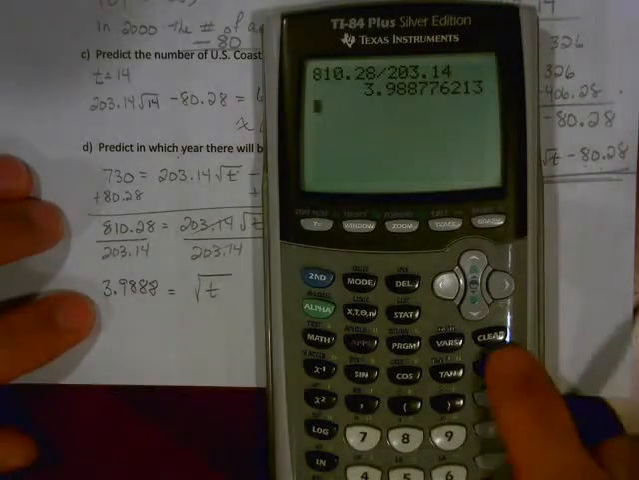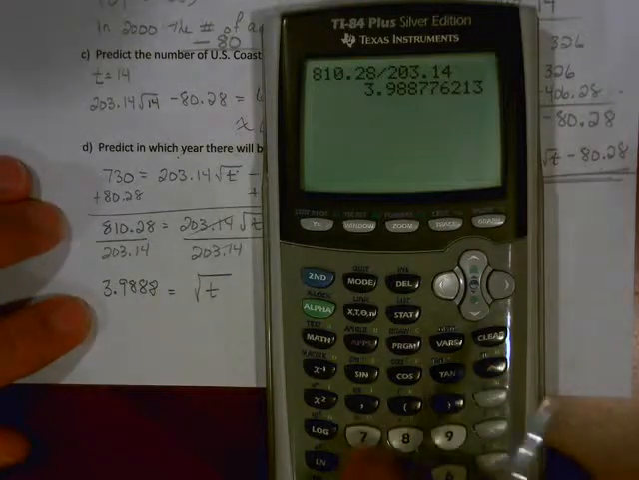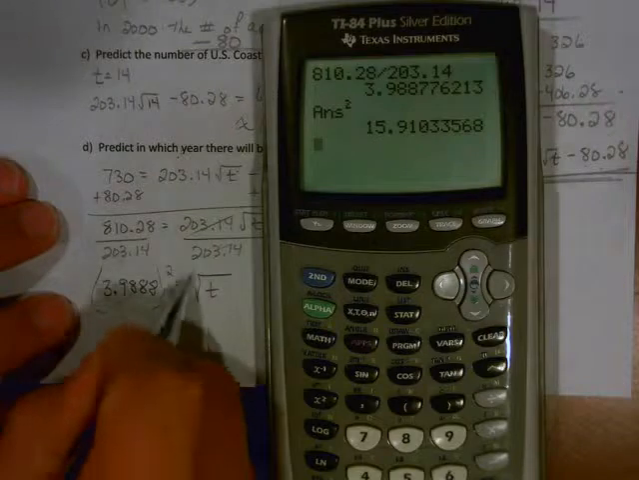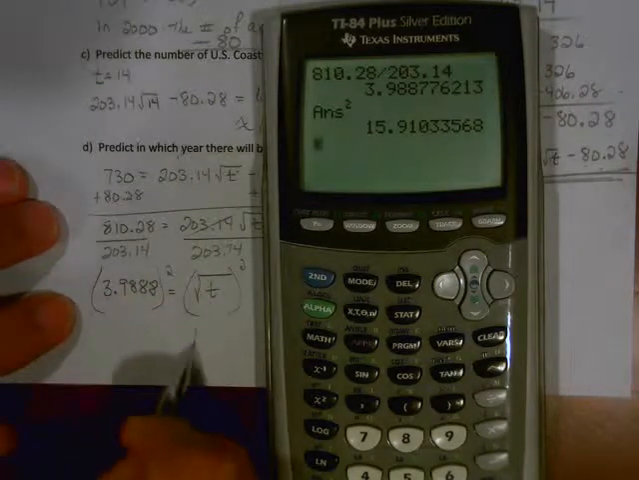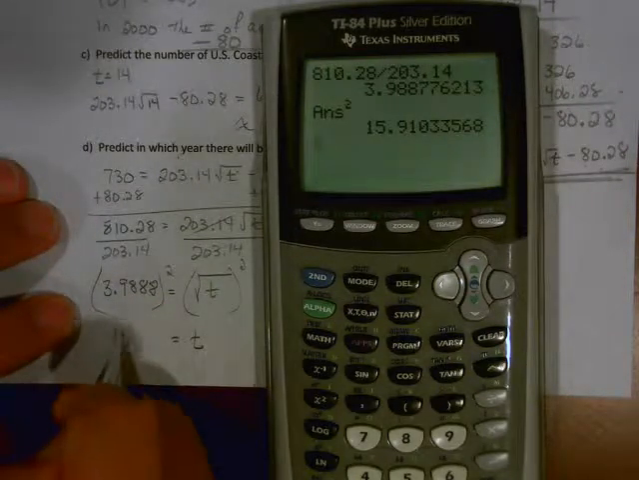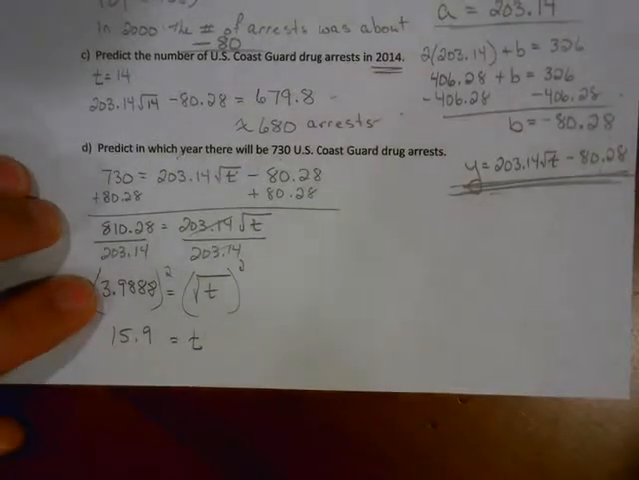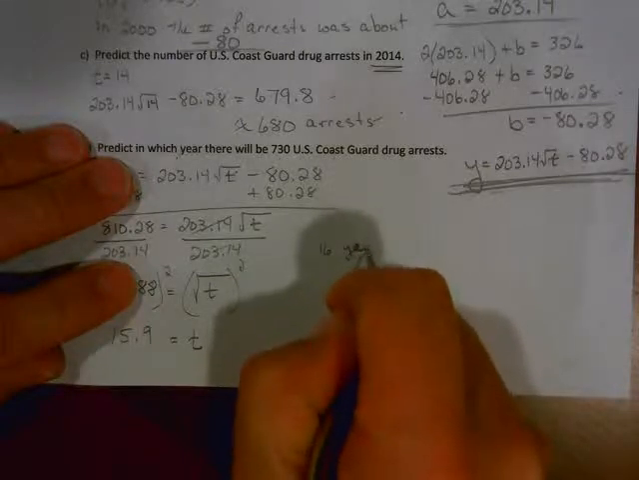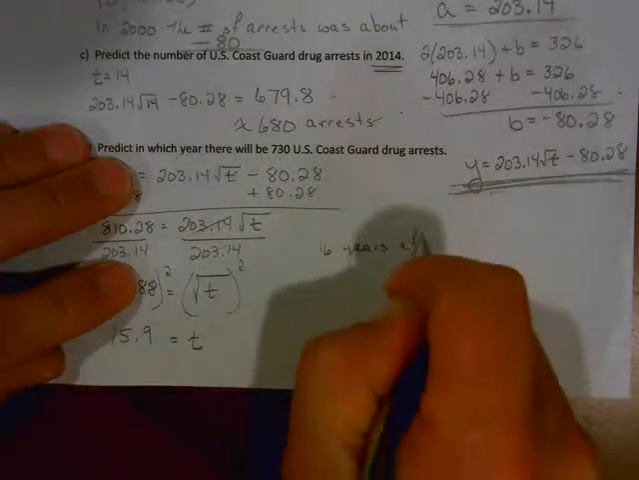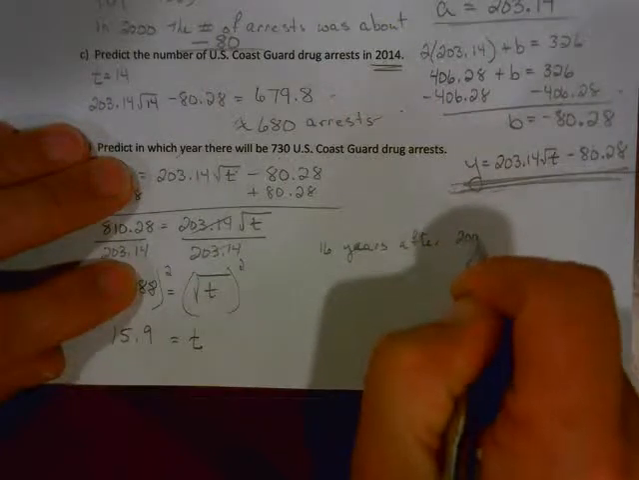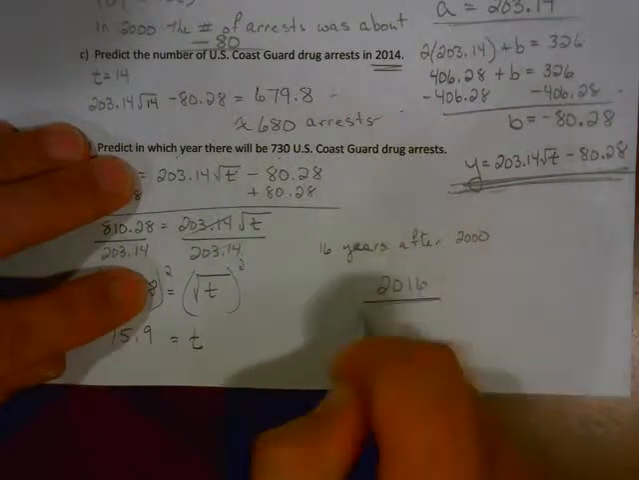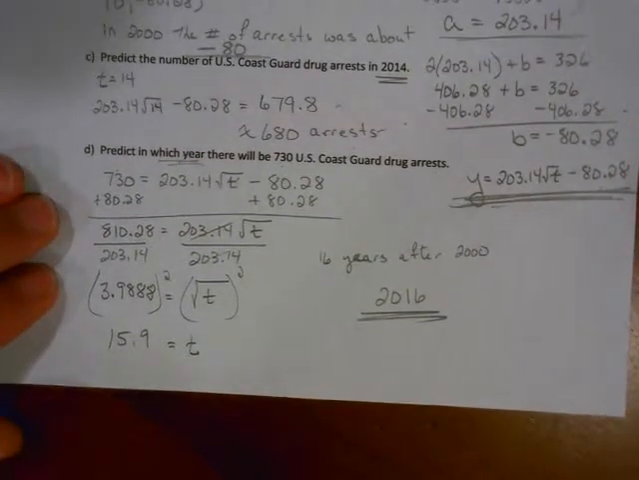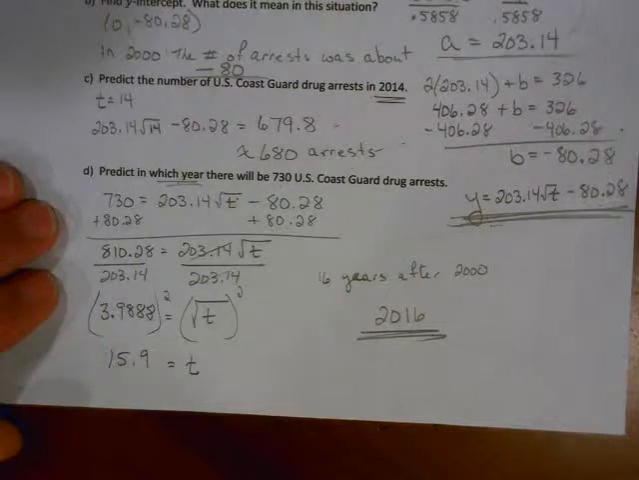And now what do we want to do to solve that for t? We're going to square both sides. So we're left with t equals 15.9. So it's approximately 16 years after 2000. So 2016 will be the year. So I hope that helps for section 4.6.